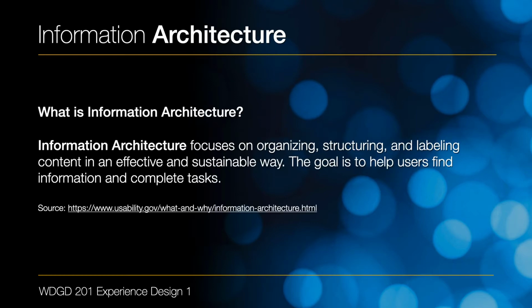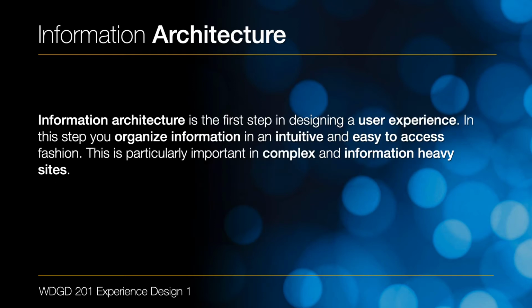So what is information architecture? Information architecture focuses on organizing, structuring, and labeling content in an effective and sustainable way. The goal is to help users find information and complete tasks. So this is a pretty general description. Let's break it down a little bit.